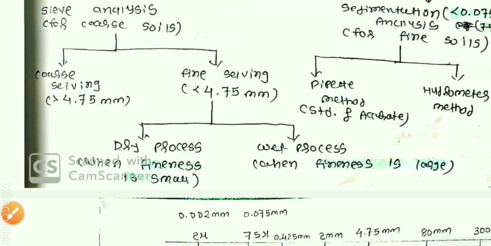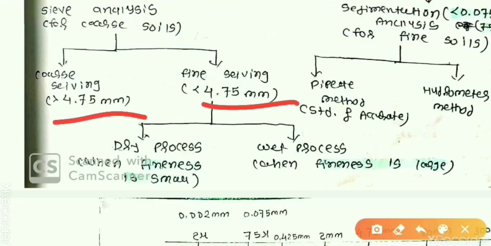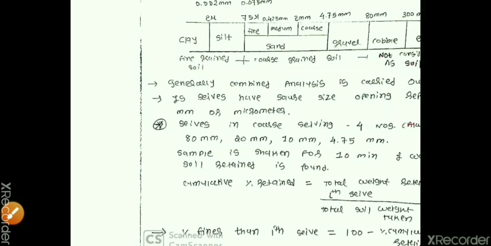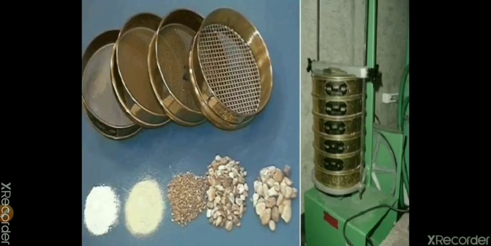Okay, here is coarse sieving and here is fine sieving. In coarse sieving, four types of sieve are used: 80 mm, 20 mm, 10 mm and 4.75 mm. Now, in any type of sieve analysis, coarse or fine, there is a mechanism followed of this type.